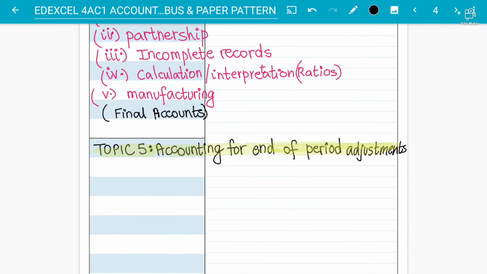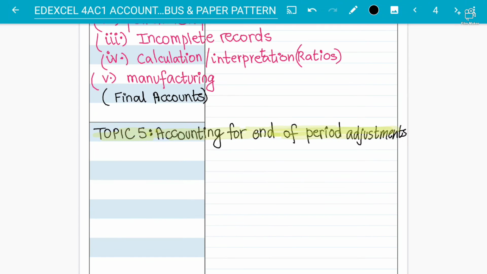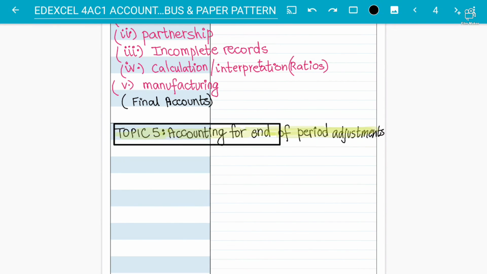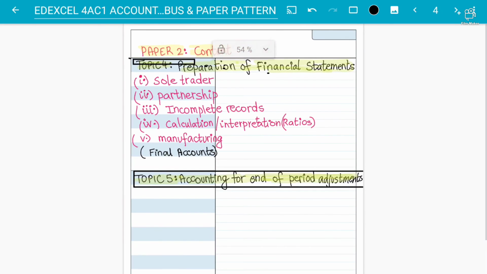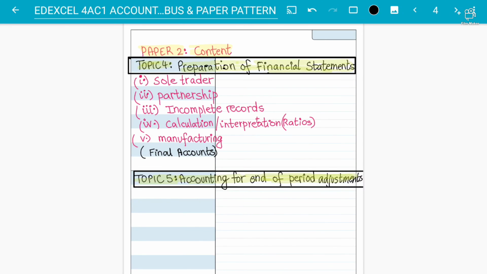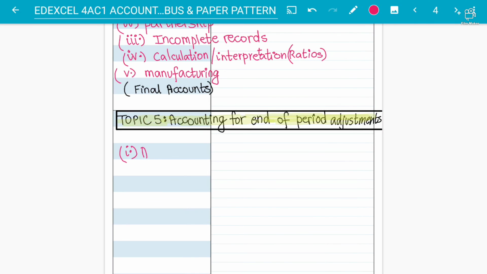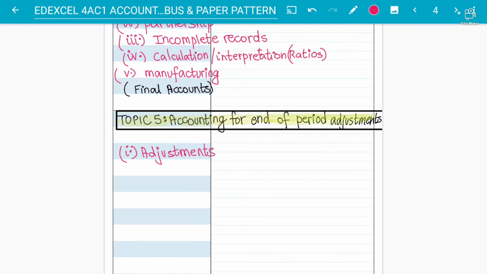Topic number 5 is nothing new, it's basically a continuation of topic number 2. It is accounting for year-end adjustments, a more detailed discussion on depreciation, irrecoverable debts, other receivables, payables, and application of accounting concepts. So they will test you on the adjustments. Whatever you have learned in topic number 2 on these chapters, they will test you more on that in detail.